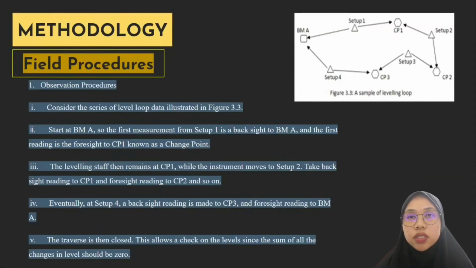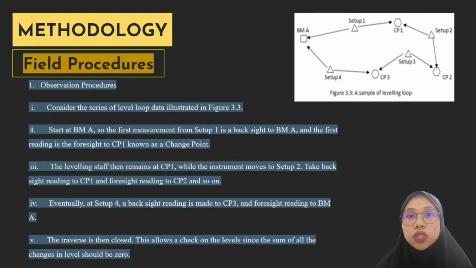For methodology, first we need to do the field procedure. First, we need to do the observation procedure, which is to consider the series of level loop data illustrated in figure 3.3. Second, we need to start at BMA. So the first measurement from setup 1 is a backsight to BMA, and the first reading is the foresight to CP1, known as chain point.